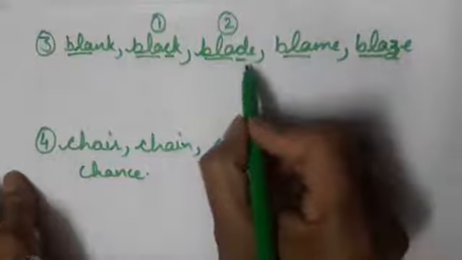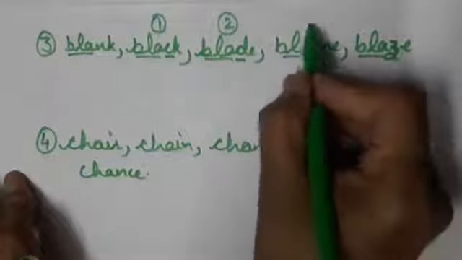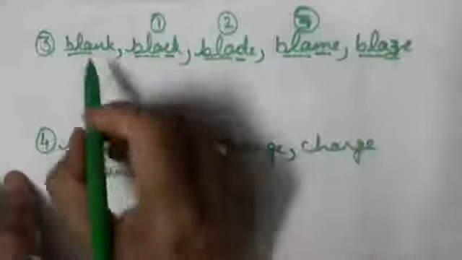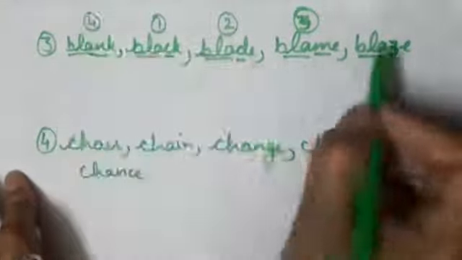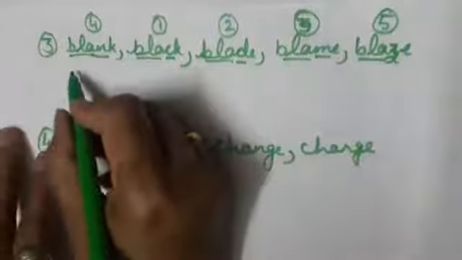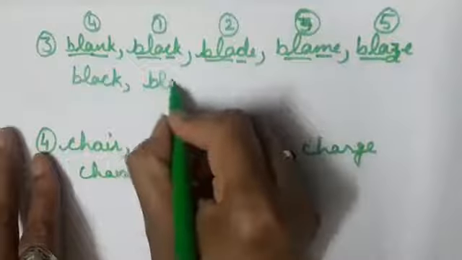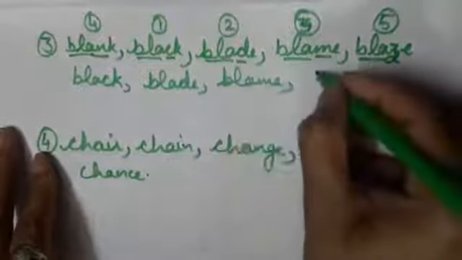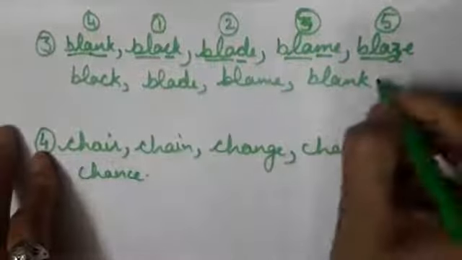Then after D, M will come. So blame will be the third one. And after M, N will come, so this will be the fourth one, blank, and last but not least is blaze. So we will write in the sequence: black, blade, blame, blank, and last is blaze.